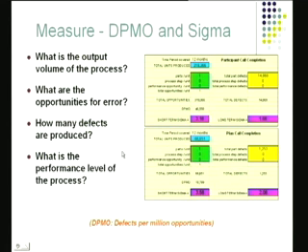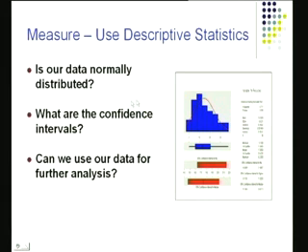Then of course, you'll have to measure things. So what is the output? What is the output volume of the process? What are the opportunities for error? Because I've got to come up with a DPMO. So I've got to know so many parts, so many defective parts per million opportunities. So I've got to have an idea of that. How many defects are being produced, and what is the performance level of the process under the DPMO measure. And that's shown in the calculation which I'm showing on the right hand side of the block.